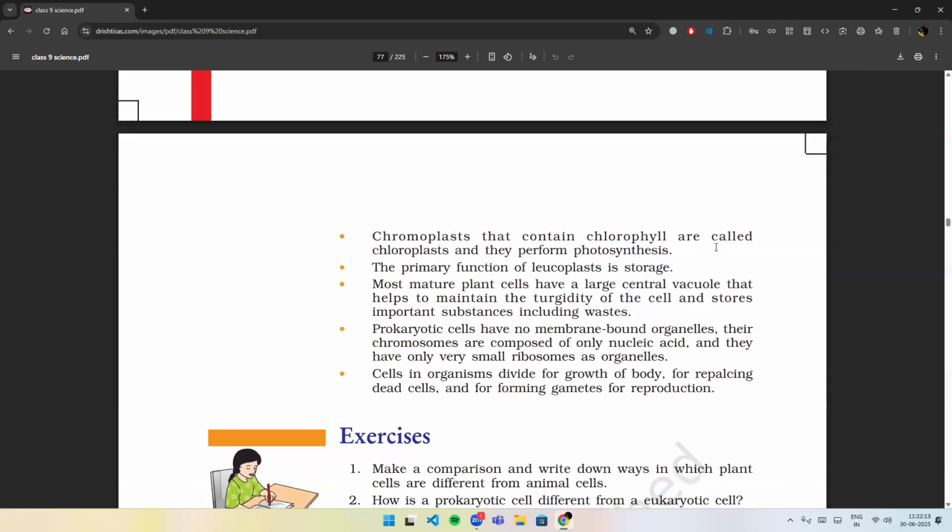Cells in organisms divide for growth of the body, for replacing dead cells, and for forming gametes for reproduction.